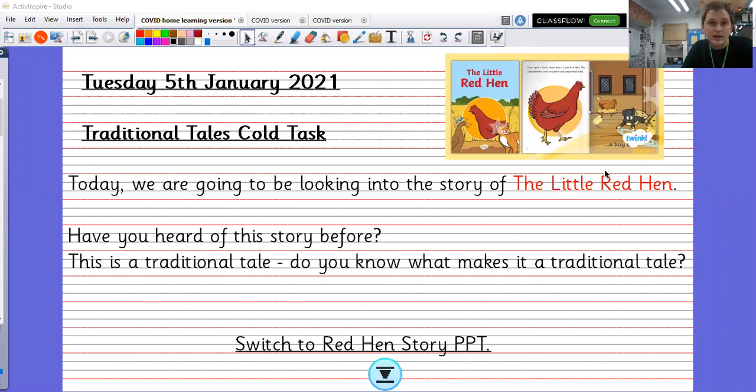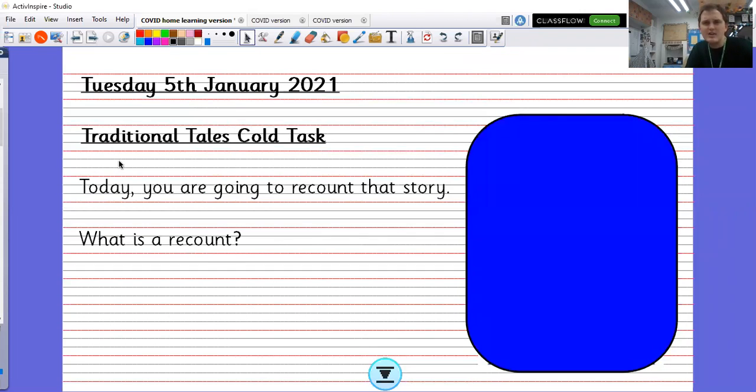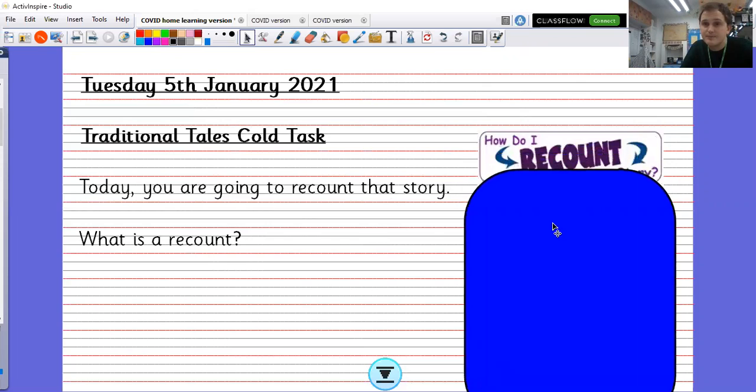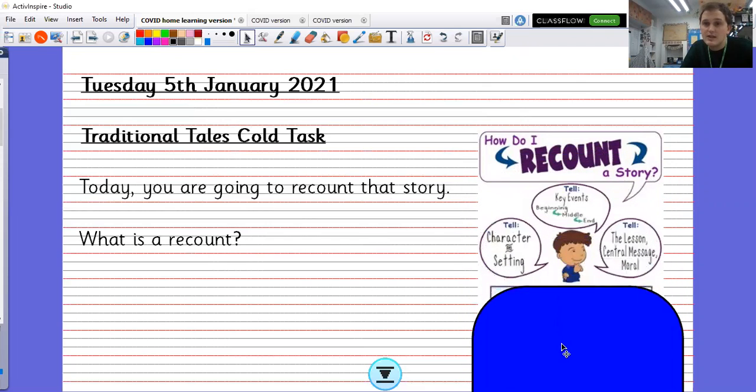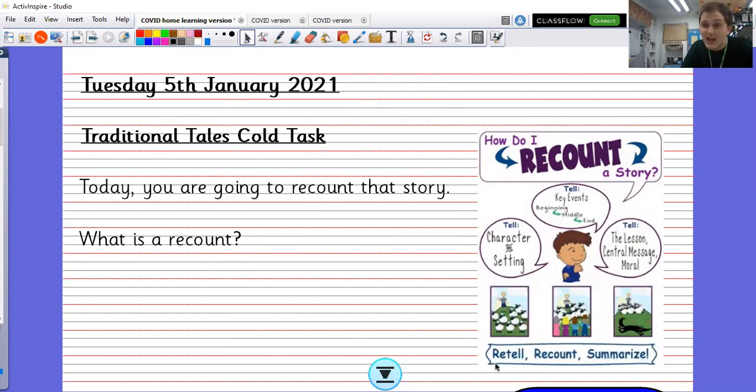We're going to be learning about that story. We've looked at the story of the Little Red Hen, which is fantastic, and we're going to do a recount of that story today. What is a recount? We have looked at these before. Maybe you could tell the adult in the room with you what that word recount means. If you don't know, don't panic. I'm going to give you some clues. A recount is where we are retelling the story. We're summarizing the story. We're thinking about the characters and the setting. We're thinking about the key events, especially the beginning, the middle, and the end of the story. And then we're thinking of the central lesson.